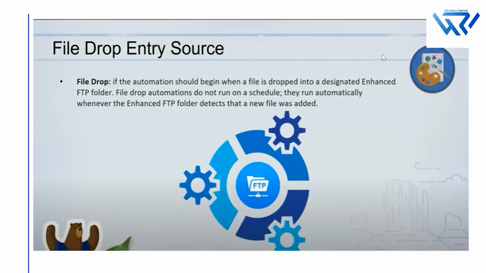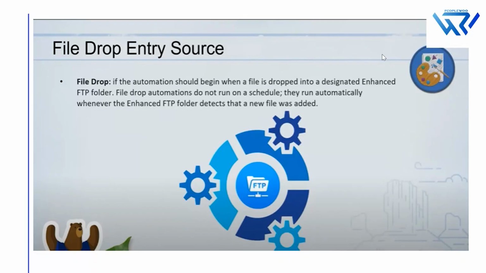File drop automations are different from the scheduled automations. In scheduled automations, you have to set a time when it has to run. You have to define when it should recur and how frequently, whether every day, every night, every 2 days, every week, every month, or every year.